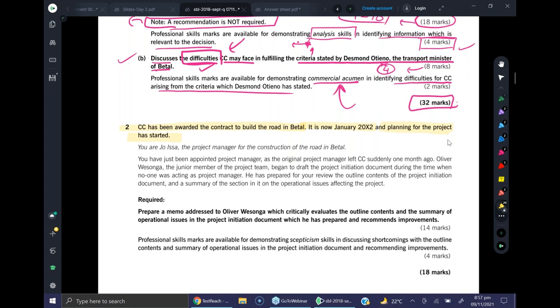Okay, guys. There's one thing which I missed at the beginning, but let me discuss requirement 2 and then I will come to that. So requirement 2 is CC has been awarded the contract and the planning for the project has already started, and it says that you are Joe Isa, the project manager for the construction of Roland Beetle.